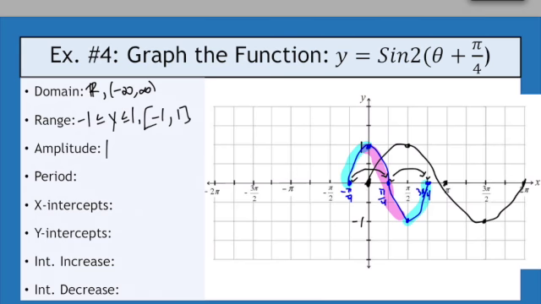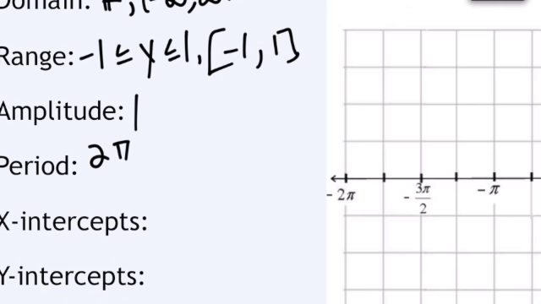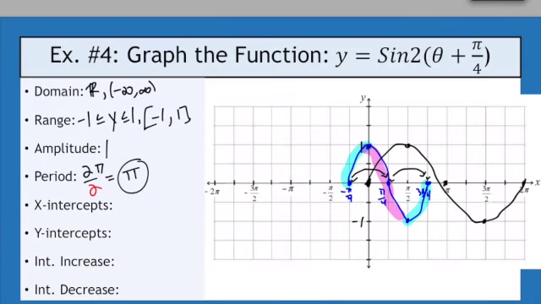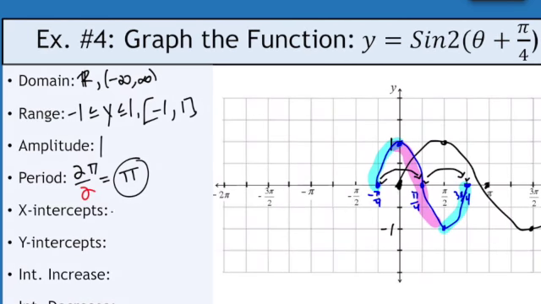Alright, so let's go ahead and identify all the features. So we know the period here is just going to be 2 pi divided by the b value. In this case, the b value is going to be 2, so that's why we get a period of pi. So that's why we can see the new graph is just half the width of the original graph. Let's find our x-intercepts. I like to just label some of them. So negative pi over 4, then positive pi over 4, and then 3 pi over 4. So we can see the distance between them is 2 pi over 4, right? Which is the same thing as pi over 2.